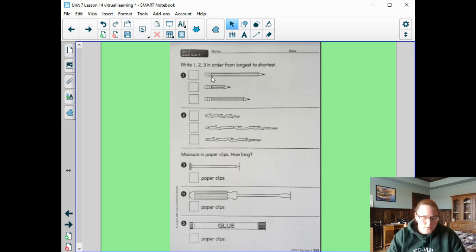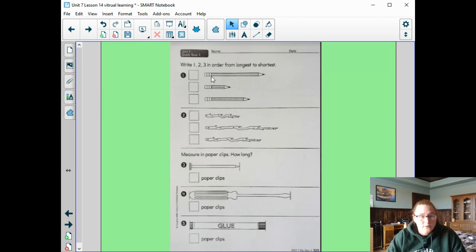Unit 7 Quick Quiz 3. Please put your name on top. And for number 1, it says write 1, 2, 3 in order from longest to shortest. And again, friends, anytime you need to stop the film, go ahead and do that, and then press play to continue. So number 1, order 1, 2, 3. Number 1 is the longest pencil.